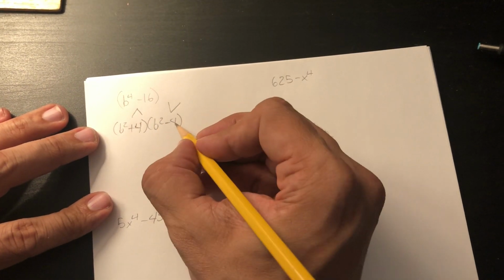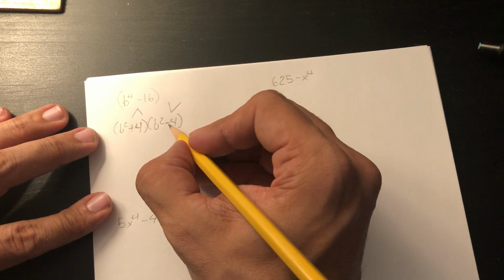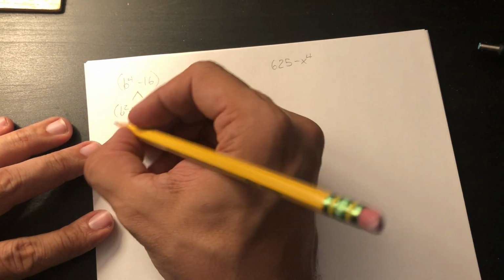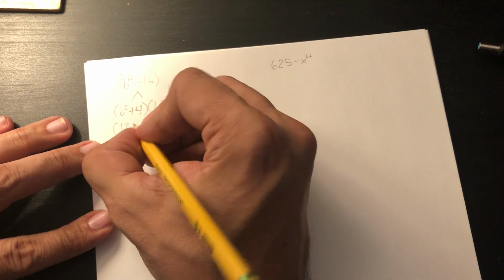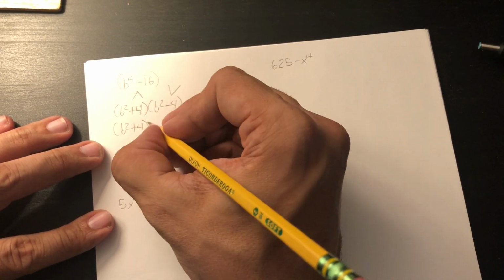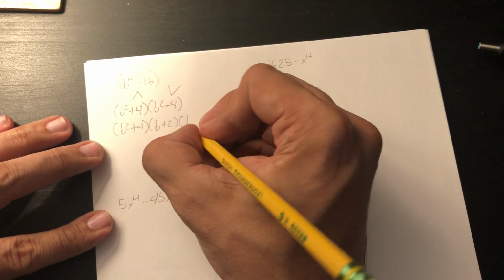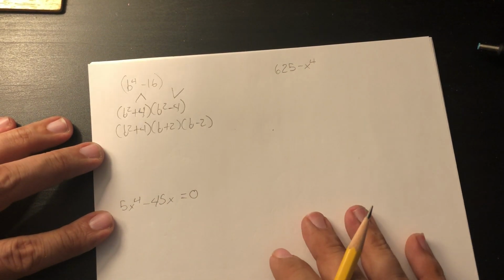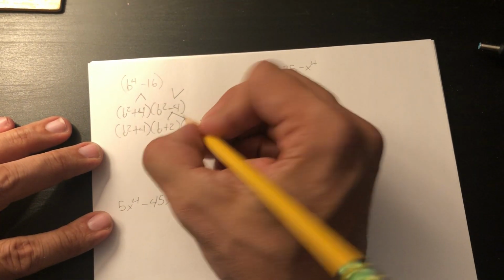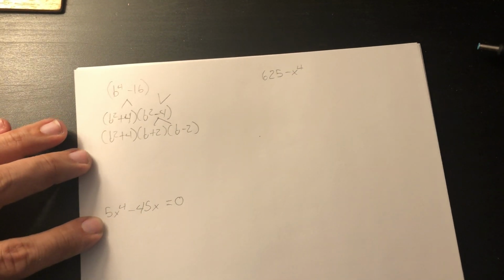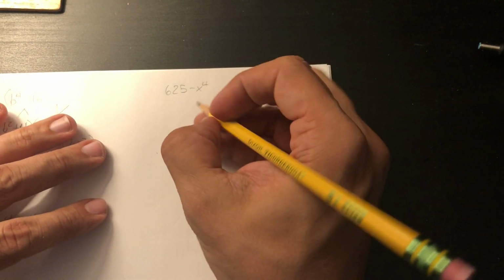This one can still be factored. It has a perfect square, and it has a minus sign between. This cannot be factored. It has a plus sign. So plus 4. This is going to factor into b plus 2, b minus 2. So this one here has been factored. All right. One more over here.